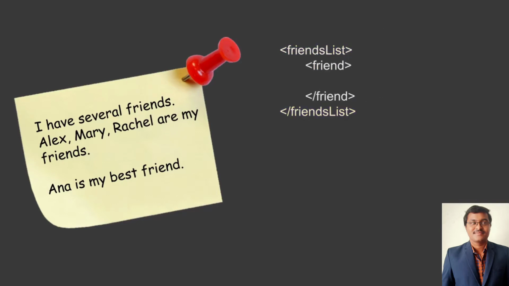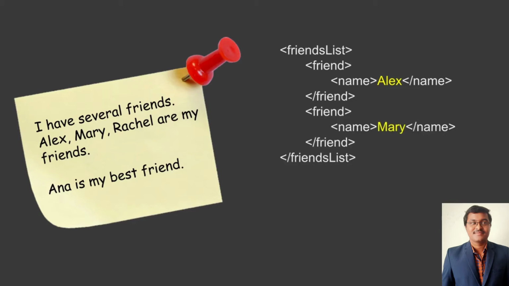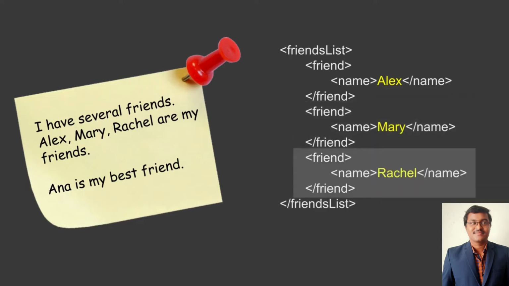Now inside this I am creating one more tag called friend. I have a start friend tag and an end friend tag, and the end tag has a forward slash and the same name as the start tag, and inside this I am creating a tag for name, and then I have given the value for the friend, that is name value Alex. In the same way, I will create data for one more friend, Mary, and then one more friend, Rachel. So I have created data for three friends.